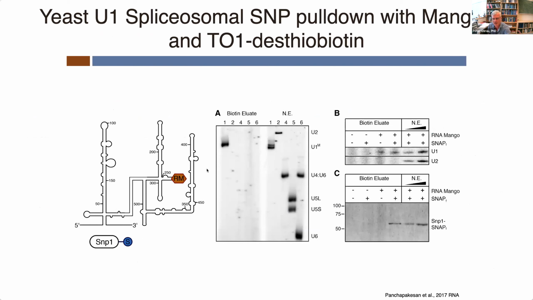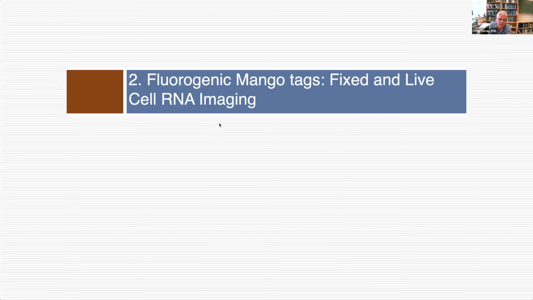Switching to yeast and a collaboration with yeast experts, we have pulled down different parts of the spliceosome using a Mango tag, not interfering with the spliceosomal function, and pulling down proteins that are associated with each of the spliceosomal RNA-protein complexes. All right, so the fluorogenic properties are also interesting, and you get those simultaneously with the single tag of inserting into your RNA of interest.